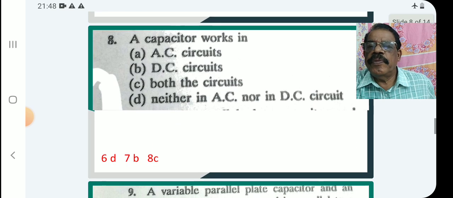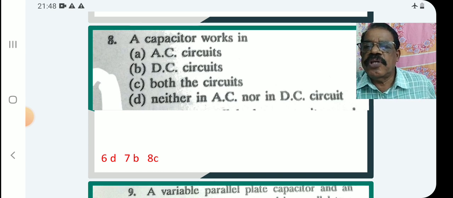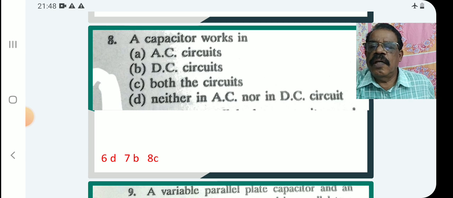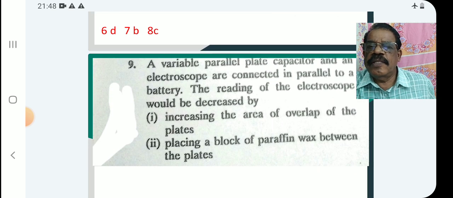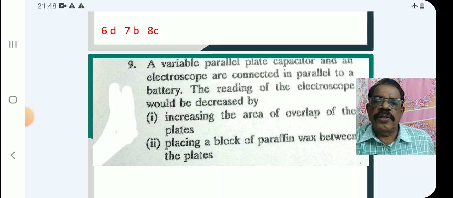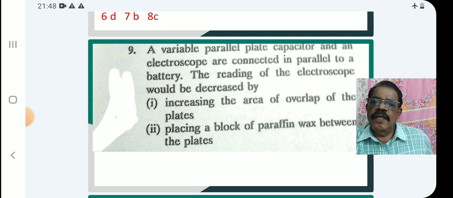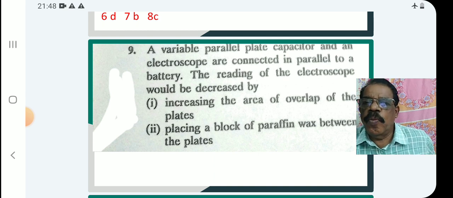Number 8. A capacitor works in AC circuits, DC circuits, both the circuits, neither in AC nor in DC. Answer is C. It will work in both AC and DC circuits. When DC is connected, capacitor plate is charged. When AC is connected, it will conduct. It will conduct with an impedance 1 by C omega.